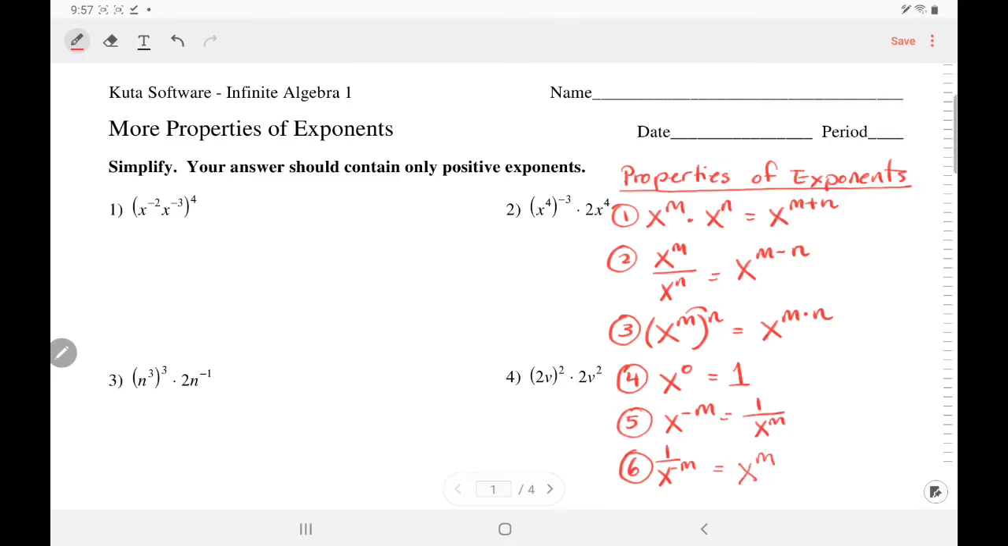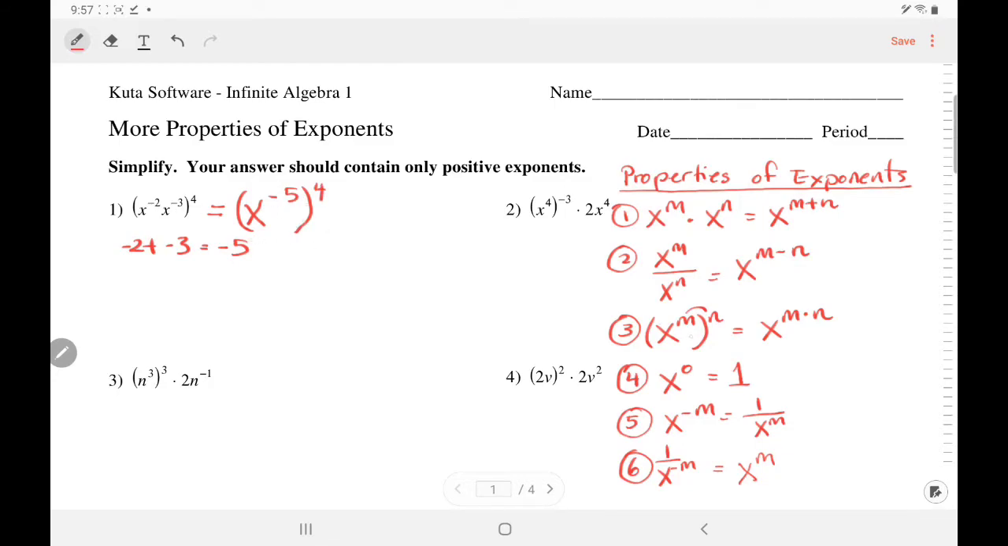Let's practice on number 1. There are several ways to do this. Here is one way. You can do what's in the parenthesis first by using property 1. So when multiplying like bases, you add the exponents. So adding -2 and -3, it is more negative. So it's -5. And then take that to the power of 4.